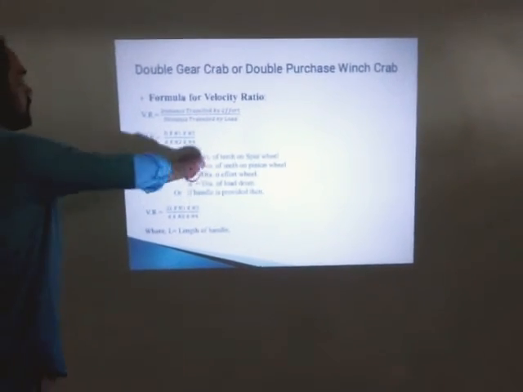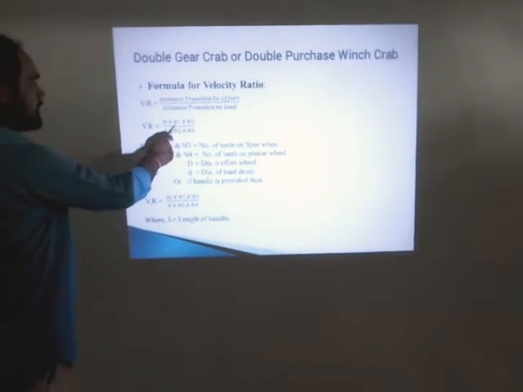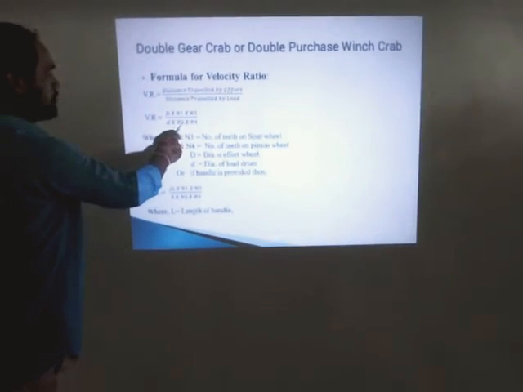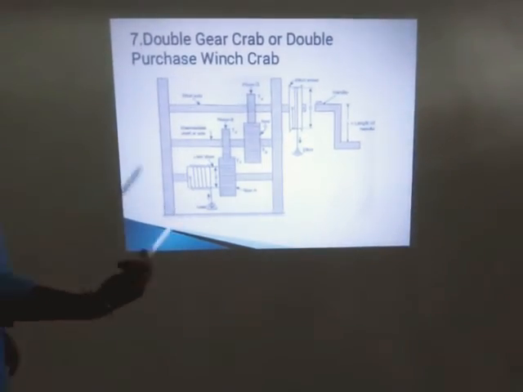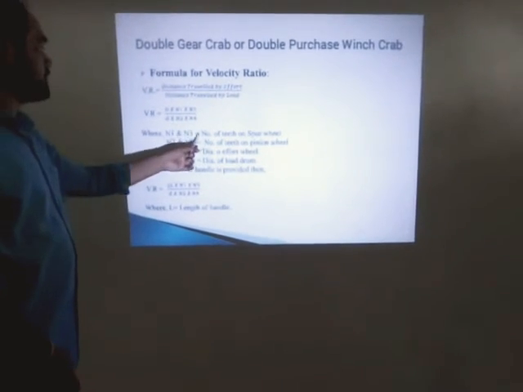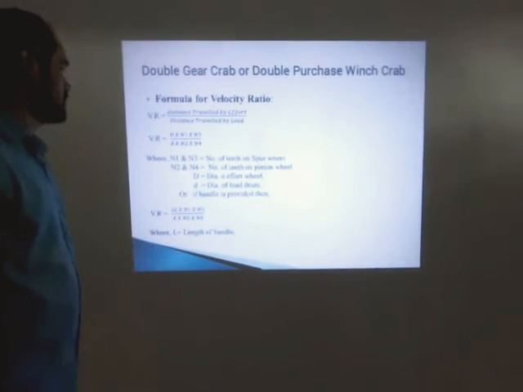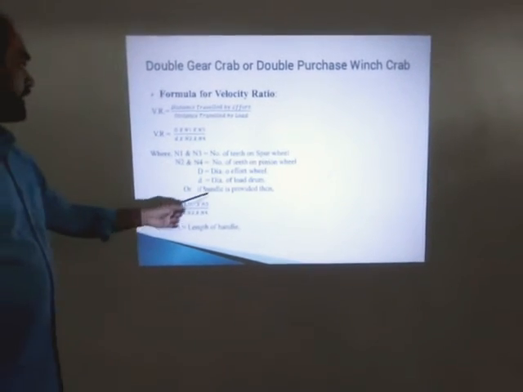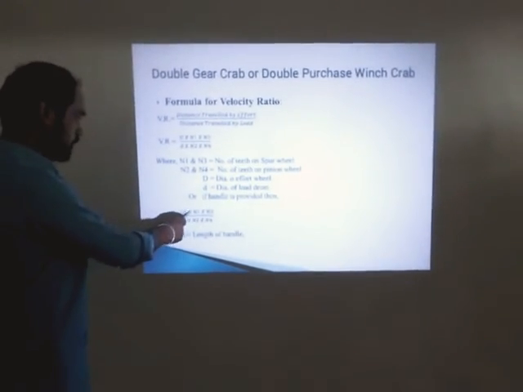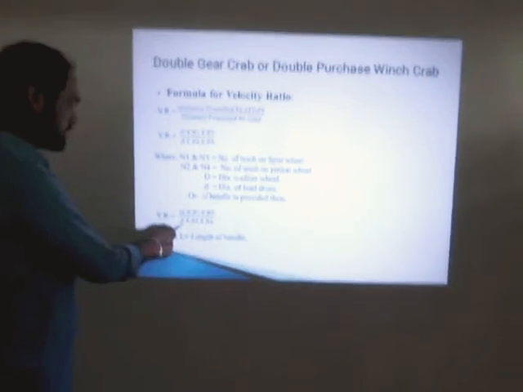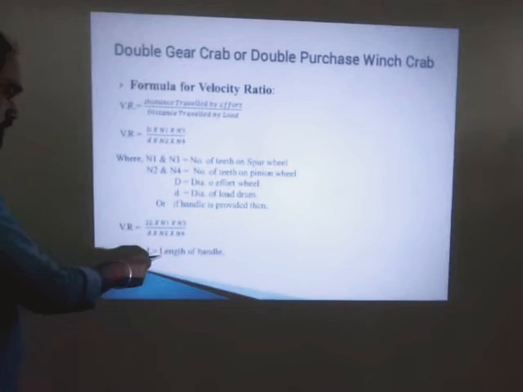The formula for velocity ratio for double purchase crank is capital D upon small d, N1 into N3 divided by N2 into N4, wherein N1 and N3 mean number of teeth on spool wheels, and N2 and N4 are number of teeth on pinion wheels. If a handle is provided instead of effort wheel, then the formula becomes 2L N1 into N3 divided by small d into N2 into N4, where L means length of handle.